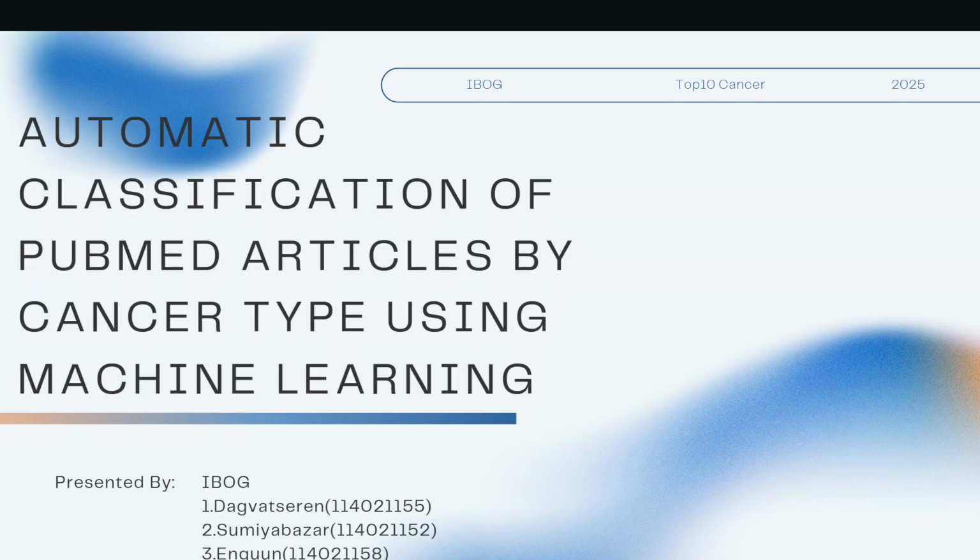So hello everyone, our team name is IBOG, and today we're talking about the automatic classification of PubMed articles by cancer types using machine learning. Our group consists of Dawatira, Samay Wazir, myself Ingo, and Dulko.